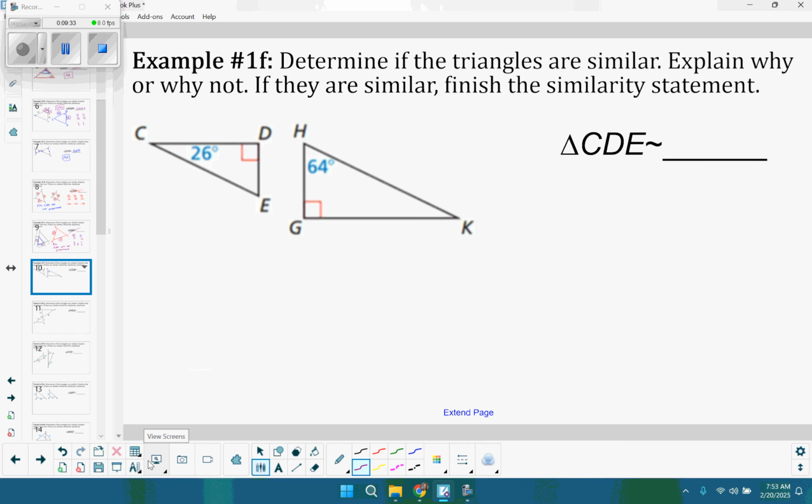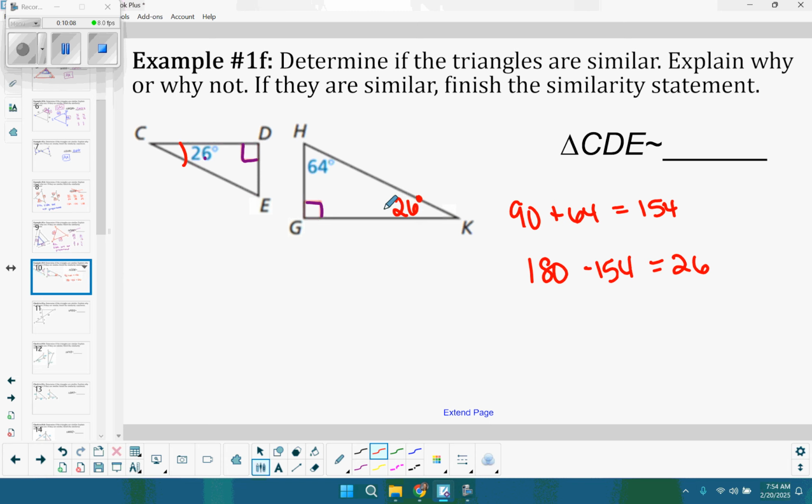One more together. So here we know we have a 90-degree angle in both, so there's at least one angle that matches, but 26 doesn't match 64. That doesn't mean 26 doesn't match angle K. So what I would do is I would say, okay, well, in this triangle here, HGK, I know I have 90 plus 64 is 154, and a triangle adds to 180. So 180 minus 154 is 26. So this missing angle on this triangle was 26 degrees.